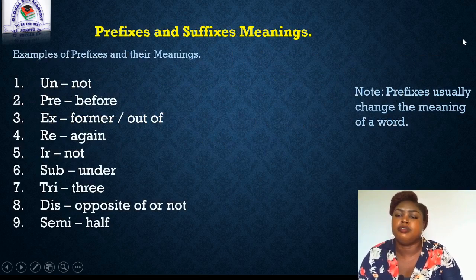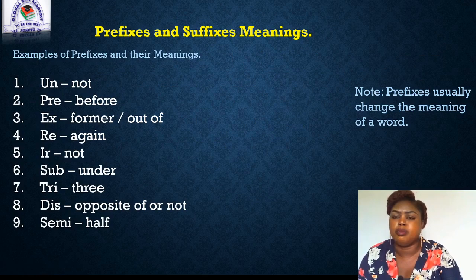Now, prefixes and suffixes meaning. Remember, prefixes are a group of letters and words added at the beginning of a word, while suffixes are a group of letters and words added at the end of a word. Now, examples of prefixes and their meaning. Number one, we have UN, which means not. We have words like undo, that is, not to do. Number two, we have pre, which means before. That's prehistoric, things that happened before now.